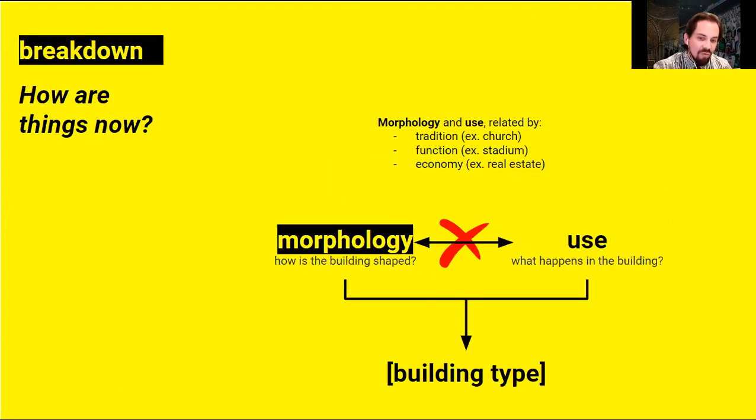I won't argue that form, now morphology, and use are unrelated, but the relation is selective. Form does follow use when driven by tradition, as with a church needing to look like a church. Function, like a stadium or a theater having to maximize spectator visibility. Or economy, like a real estate development project that will usually seek regular forms to maximize profit. However, these associations are circumstantial, not substantial.